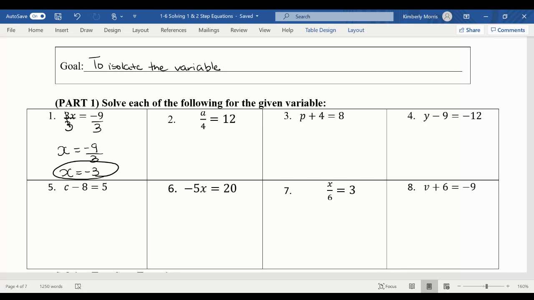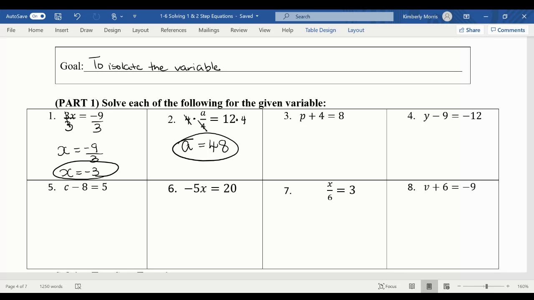Let's do another one. Here we have a fraction, and if you remember from literal equations, in order to get rid of fractions, we multiply both sides by the denominator. In this case, my denominator is 4. So multiplying both sides by 4, the 4's cancel on this side. I'm left with a is equal to 48. Another one step, because we literally only made one step, right?